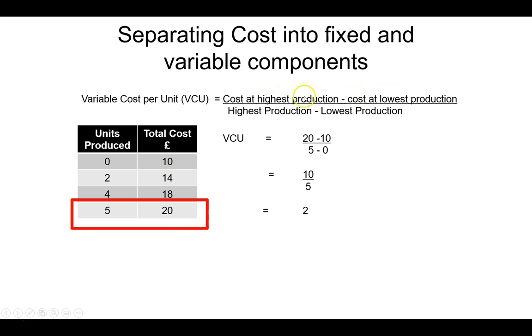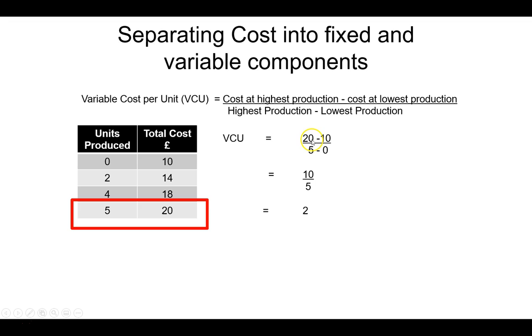So cost at highest production. What is the cost at highest production? It's £20. So it's 20, take away cost at the lowest production. And the cost at the lowest production, which is for the 0, is 10. So the 20 minus 10 over the highest production, which is the 5, take away the lowest production, which is 0, which is 5 take away 0. Are you with me, guys?